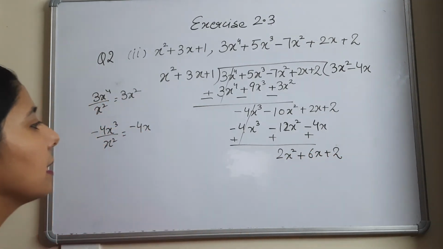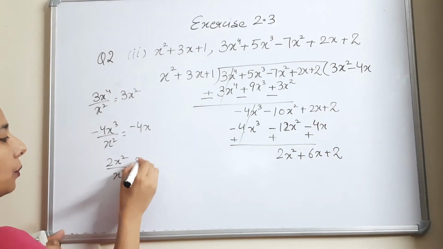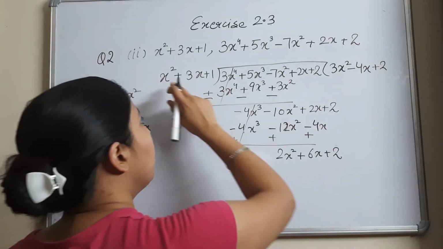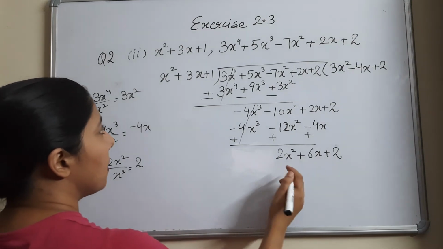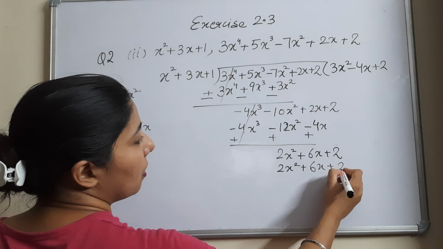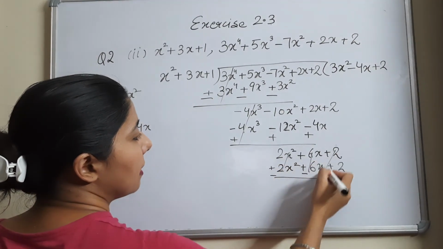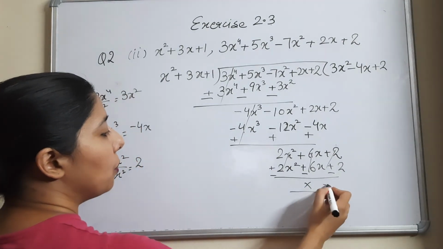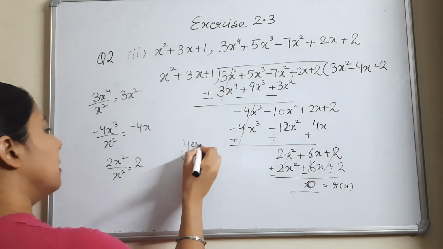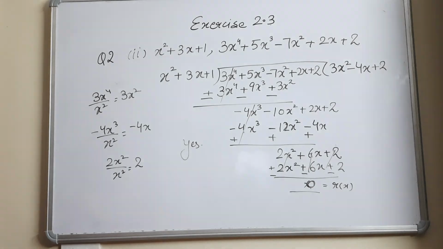Now calculate the next term. 2x square by x square, you will get 2. So the next term here is 2. Now multiply 2 here by x square plus 3x plus 1, you get 2x square plus 6x plus 2. Now change the signs. Now these three cancel each other and you are left with 0. So your remainder is 0. So your answer is yes. Yes, this polynomial is a factor of this polynomial.